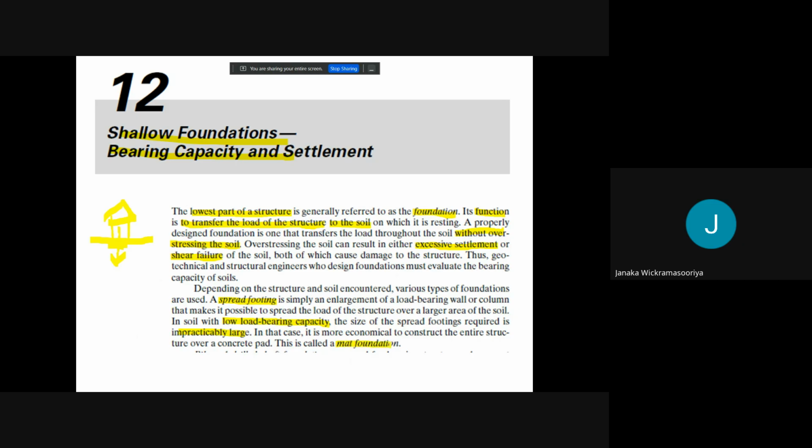This is called a mat foundation. We will see the photographs later. In the mat foundation, the structure is built over a concrete pad.